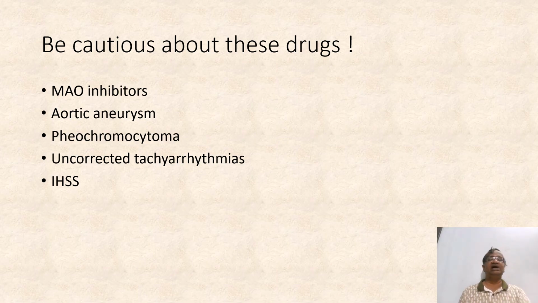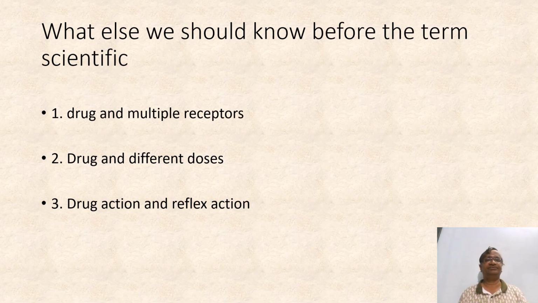So whenever we are using inotropes, beware of pheochromocytoma, idiopathic hypertrophic subaortic stenosis, very dangerous condition. No inotropy for IHSS, give beta blockers. So pheochromocytoma, aortic aneurysms, and MAO inhibitors. Drugs and multiple receptors. Drugs and different doses. Drug action and reflex action. Phenylephrine will cause bradycardia. Noradrenaline will cause bradycardia. All these things, reflex actions.